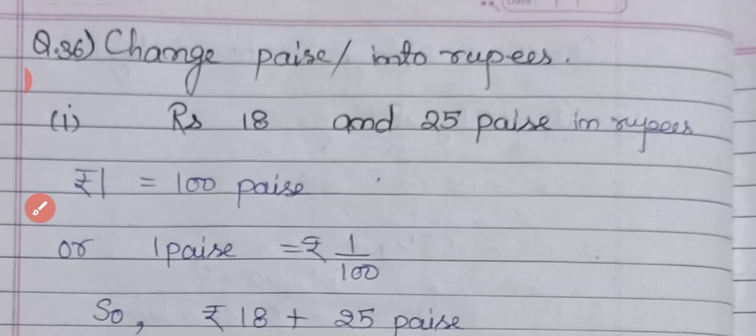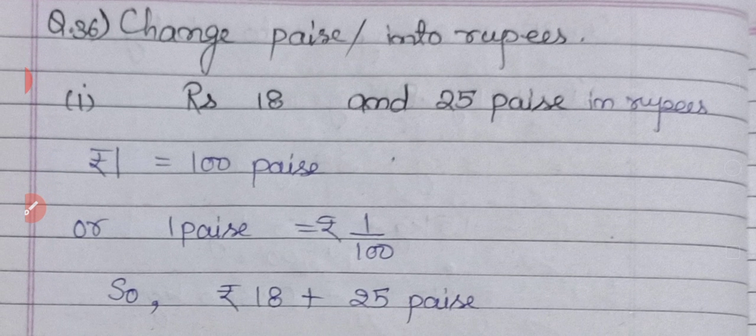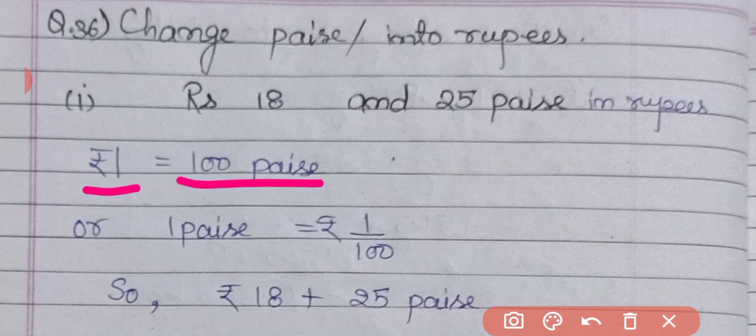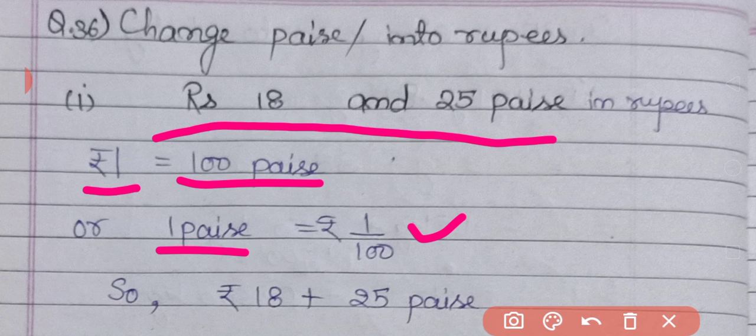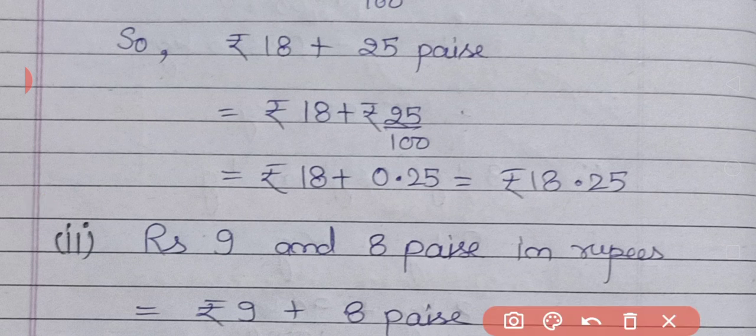Now we will change rupees into paise, paise into rupees. So we have to know that whenever we have to change the rupees into paise, then we have to multiply 100. So 1 rupees is equal to 100 paise. And 1 paise is equal to 1 upon 100 rupees. So it has given change the rupees 18 and 25 paise into rupees. So we can write here 18 rupees plus 25 paise.